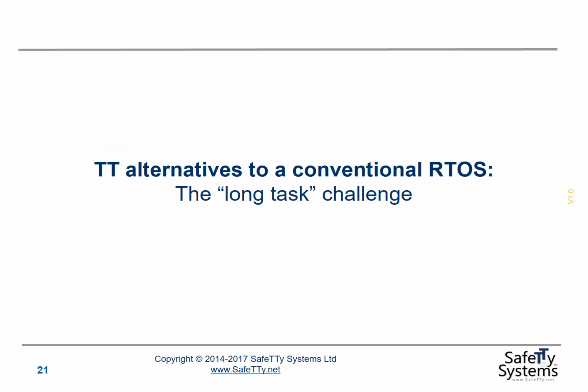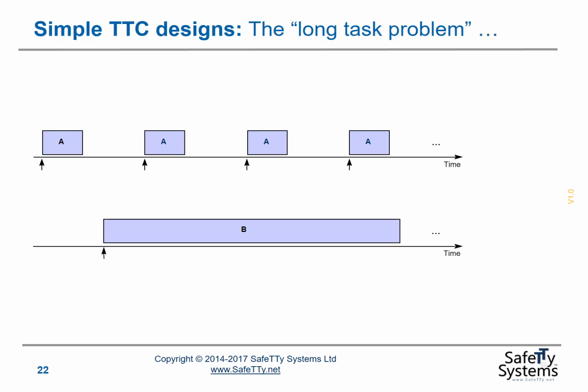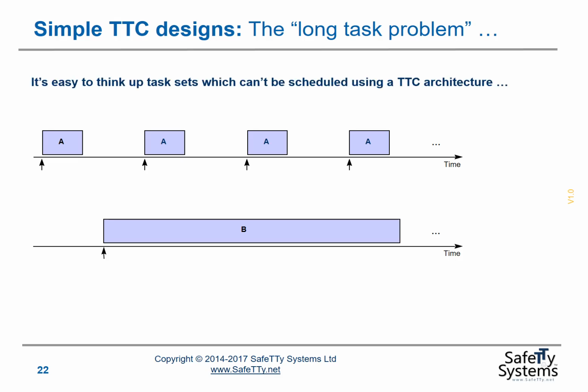So if we use an RTOS and an RM model, it can be challenging to obtain precise timing behavior in our system. Are there alternatives using a TT architecture that would allow us to meet these requirements? Let's consider a couple of challenges in this domain. Suppose we've got a simple TTC design, then it's easy to imagine a set of tasks which can't be scheduled using a TTC architecture. Suppose, for example, we want to run the tasks illustrated in this slide.